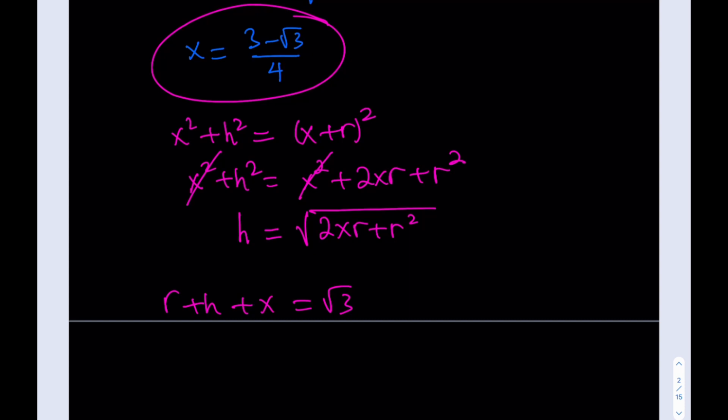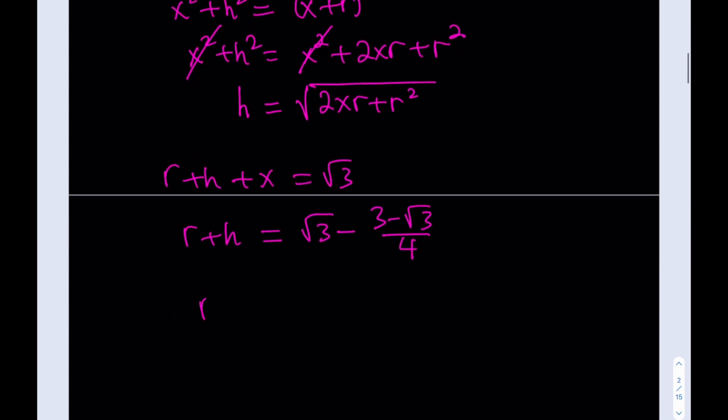Okay, so from the second equation, if I isolate r plus h, I'll be getting root 3 minus x, and x is given as 3 minus root 3 over 4. So let's go ahead and simplify this. r plus h is going to be 4 root 3 minus 3 plus, so it's going to give us 7 root 3 minus 3 over 4. Okay, so this is going to be the value of r plus h, right? Hopefully we didn't make any mistakes here.